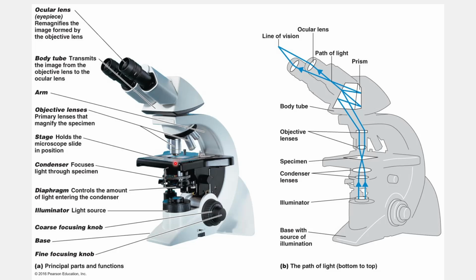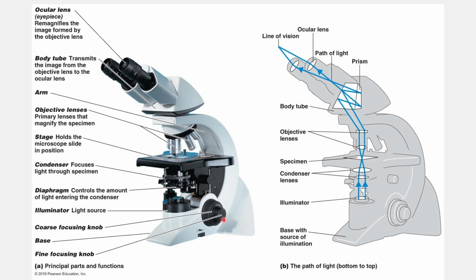On the side of the microscope, we have two knobs that are used to focus the microscope, which are mounted on the base. The coarse focusing knob is used to raise and lower the microscope stage, either closer to or farther away from these objective lenses. The fine focusing knob is used to bring the specimen into fine focus after the coarse focusing knob has allowed you to get an initial picture of what you're looking at.